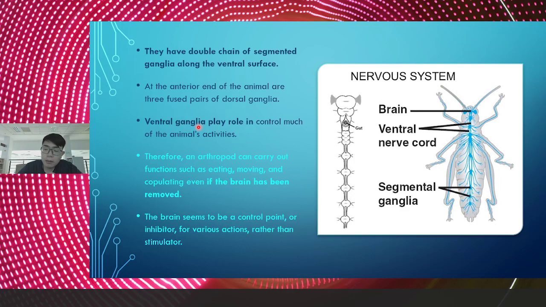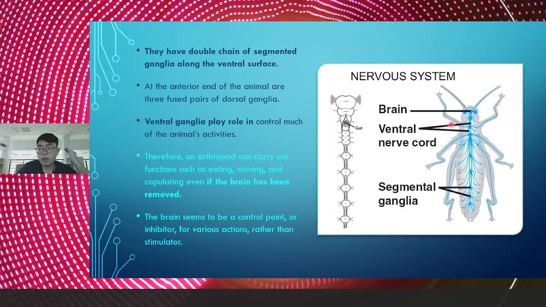Ventral ganglia, where is it? Here. The middle part, not the head. You have to know that. For humans, the major role in the nervous system is played by the brain, our brain. But for Arthropoda organisms, the major role of the nervous system is played by the ventral nerve cord, or ventral ganglia.